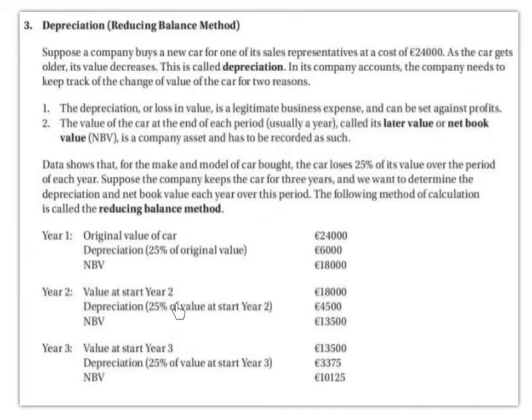Again, we get 25% of this amount. We get 25% of €18,000. That's 4,500. And we subtract, and we're left with the NBV, which is 13,500. At the start of year 3, the value of the car is now 13,500. We get 25% of 13,500, and that is 3,375, and we subtract this to be left with the NBV, which is 10,125.